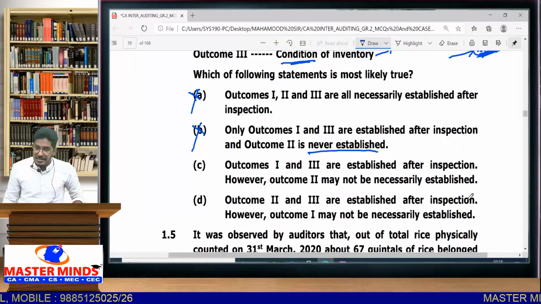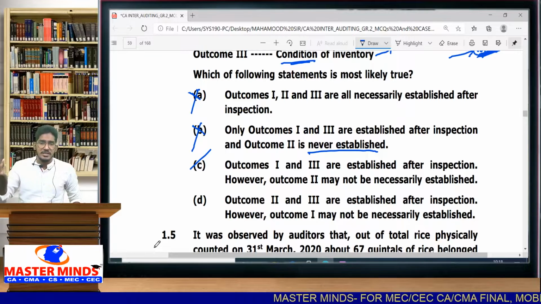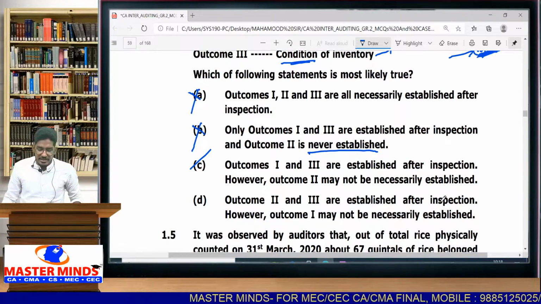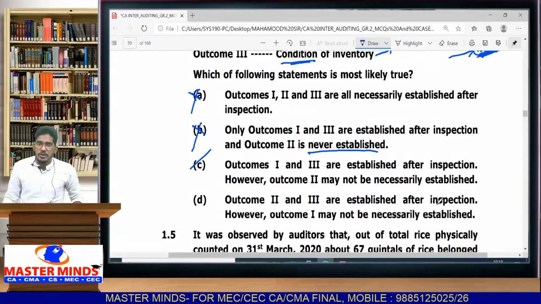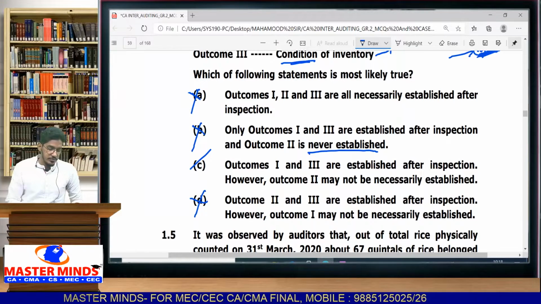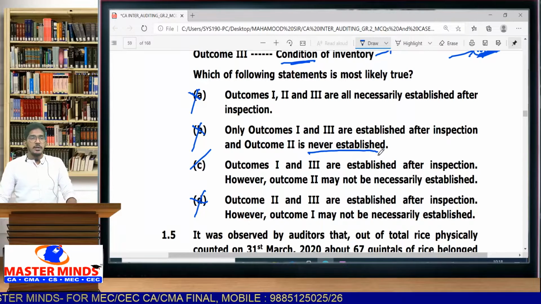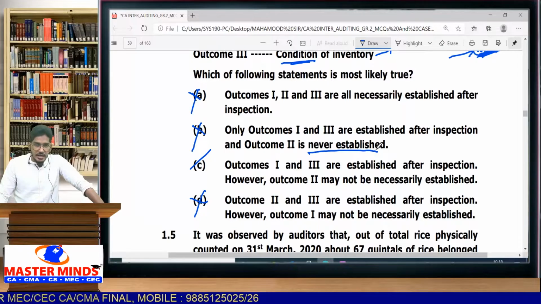Outcome 1 and 3 are established after inspection, however outcome 2 may not be necessarily established. This is the correct option. Existence and condition definitely you will know, 100% you will know, but ownership sometimes may not be established. Then outcome 2 and 3 are established; that means you will definitely know ownership and condition but existence you may not know, which is completely wrong. Existence and condition definitely you will know, but ownership may or may not be established. So C is the correct option.